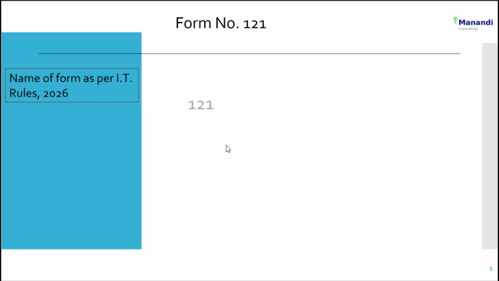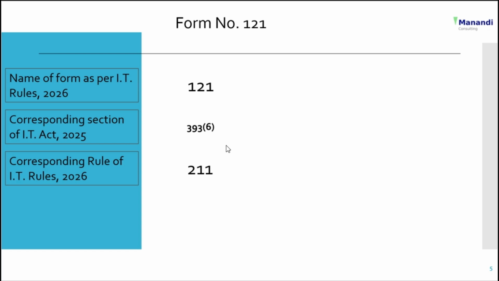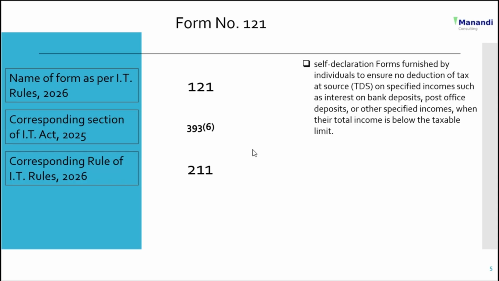The name of the form as per IT Rules 2026 is 121, the corresponding section of the IT Act 2025 is 393 subsection 6, and the corresponding rule of the IT Rules 2026 is 211. And again, the purpose is the same. It is a self-declaration form furnished by individuals to ensure no deduction of tax (TDS) on specified incomes such as interest on bank deposits, post office deposits, or other specified incomes when their total income is below the taxable limit, right?